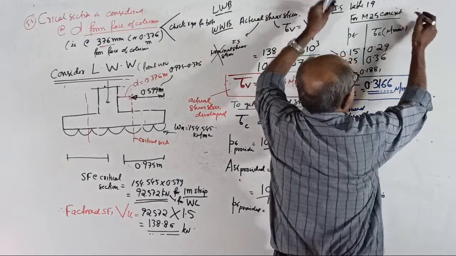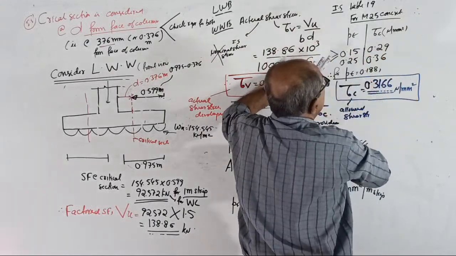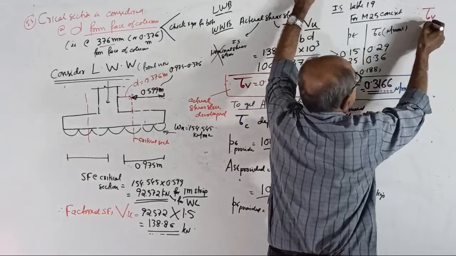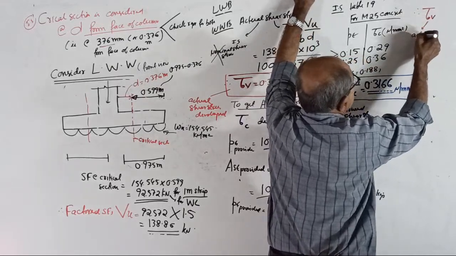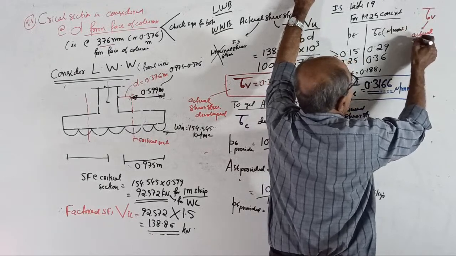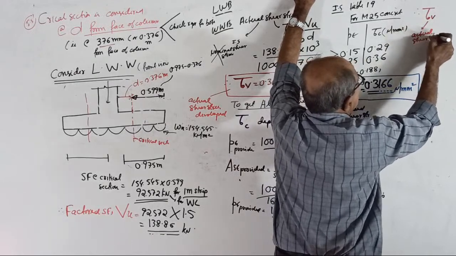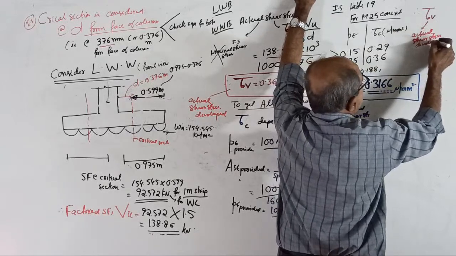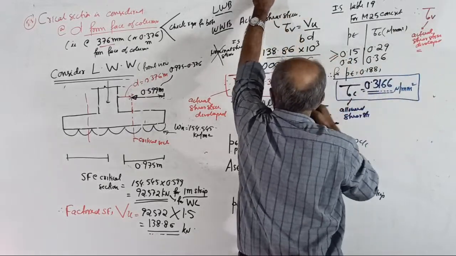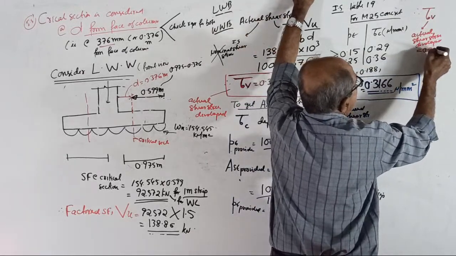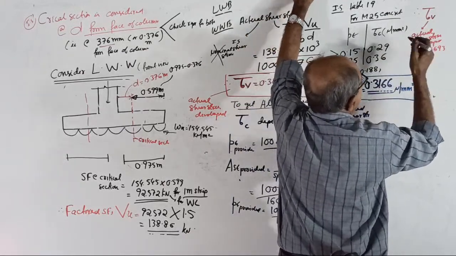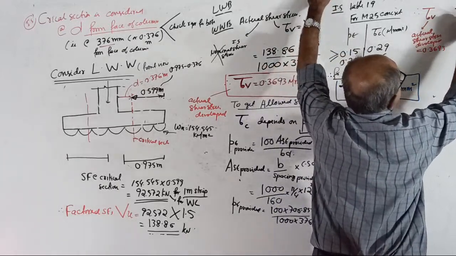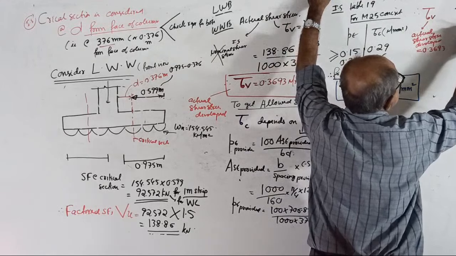Now make a note. Therefore, danger is tau V. Tau V is the actual stress. First of all, actual shear stress developed. I am telling 100 times, shear stress developed, which is found to be how much? 0.3693. And tau C is the allowed stress.